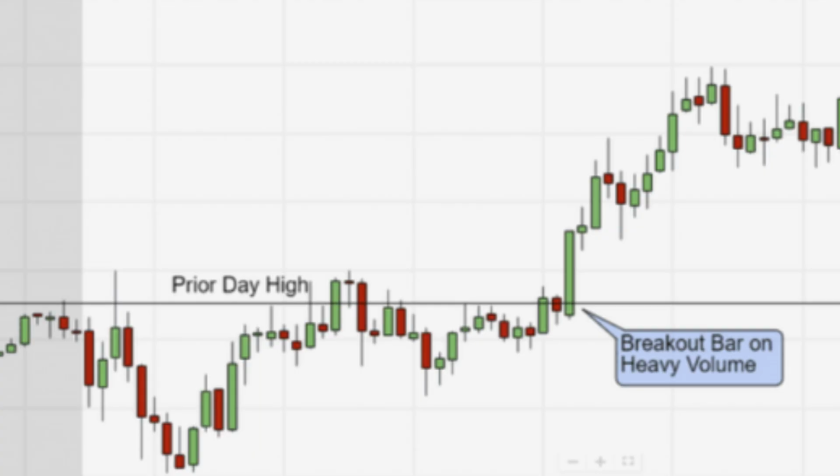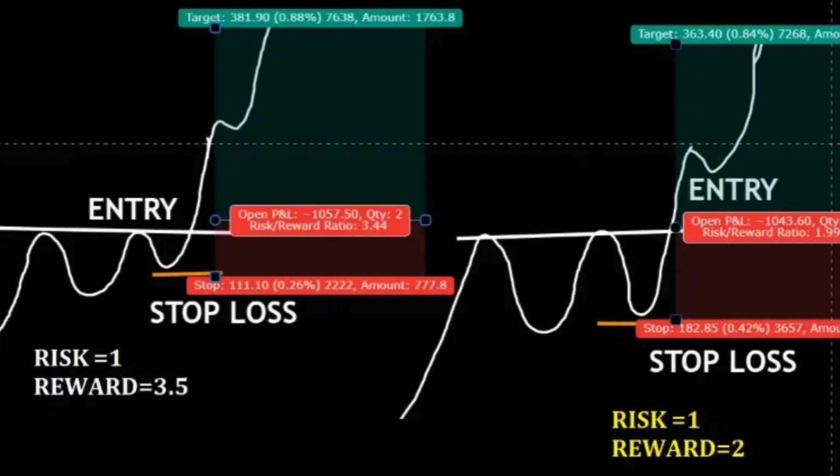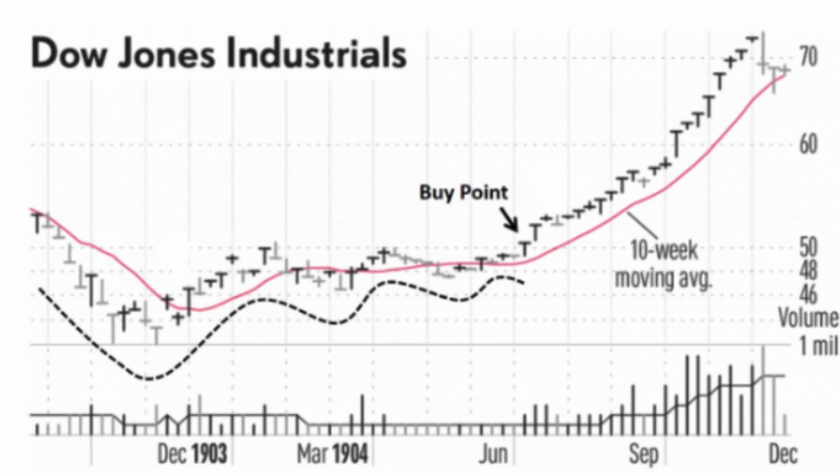This breakout confirms the end of the contraction phase and the beginning of a potential uptrend. When trading VCP breakouts, it's essential to have clear entry and stop-loss points. Entry can be set slightly above the breakout point, while the stop-loss should be placed below the consolidation range to manage risk. Let's take a look at an example trade using the Minervini approach.